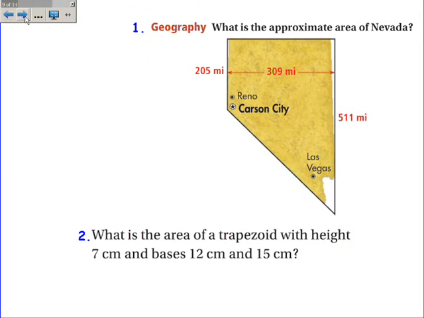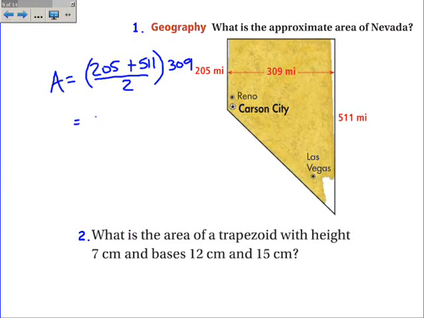An example is finding the approximate area of Nevada. It's roughly a trapezoid shape, so the area is equal to the average of the bases. The bases are the two sides that are parallel, so it must be 205 miles plus 511, divided by 2, times the height perpendicular to those bases, which is 309. So 205 plus 511 divided by 2 is 358, and the average of the bases times the height is 358 times 309.